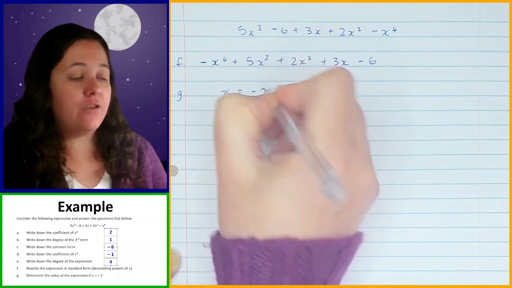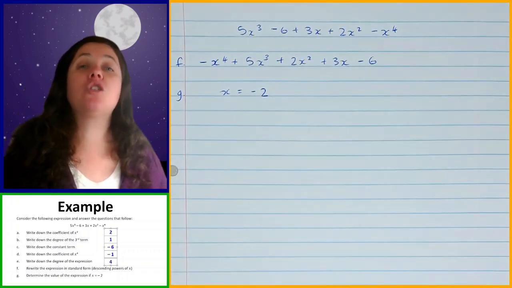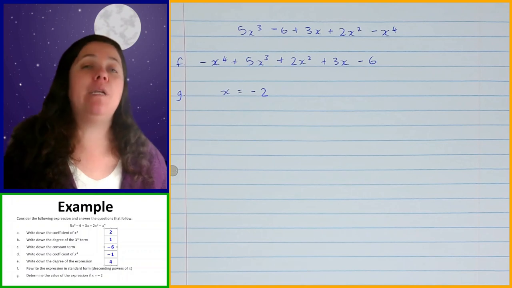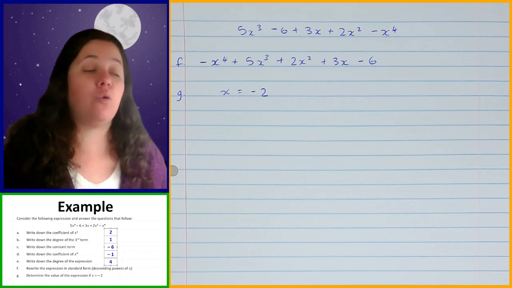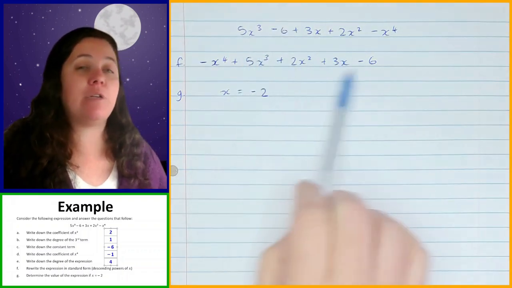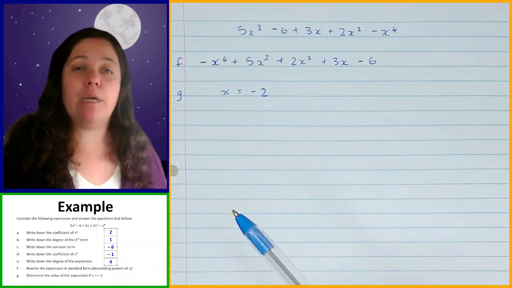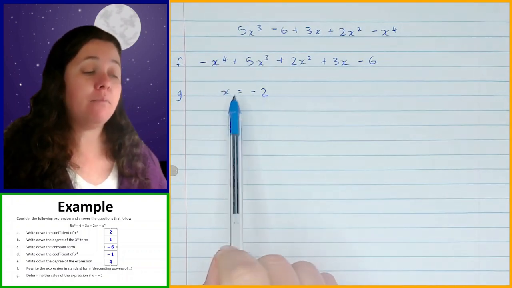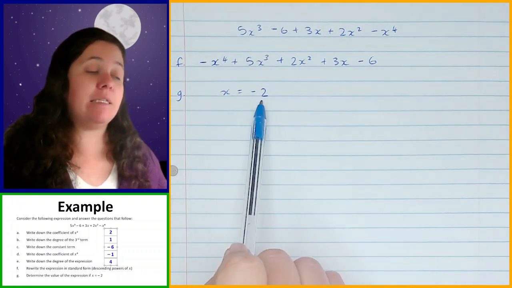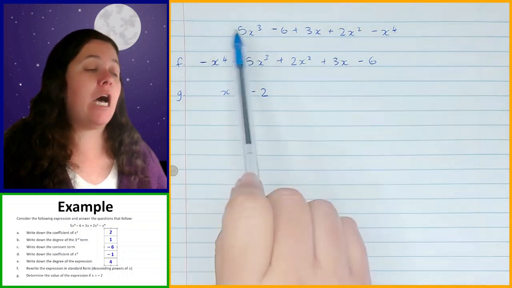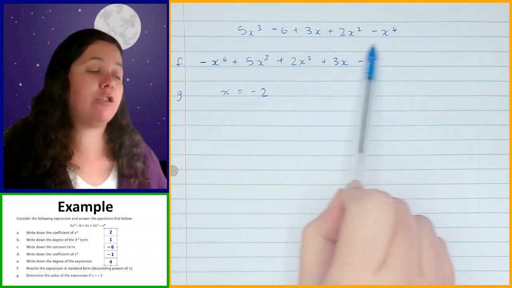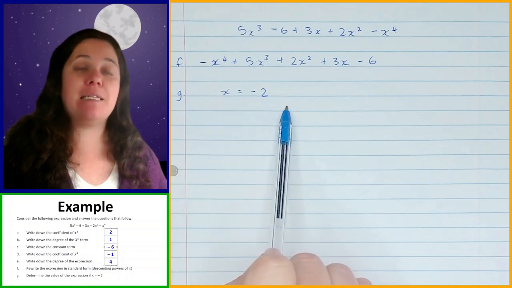Okay, and then question g, you have to determine the value of the expression if x equals negative 2. So now we've been told the value of x. Normally we don't need to know what x is worth in order to do all of the stuff we've done so far. It doesn't matter what x is worth. But now they're telling us the value of x is negative 2, and they want to know how much this whole expression is going to be worth if x is equal to negative 2.